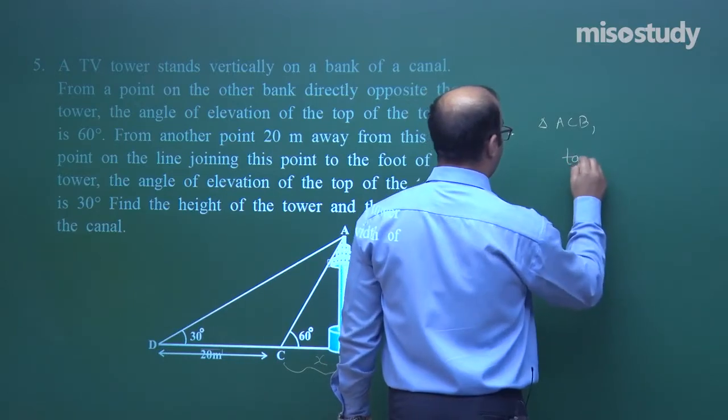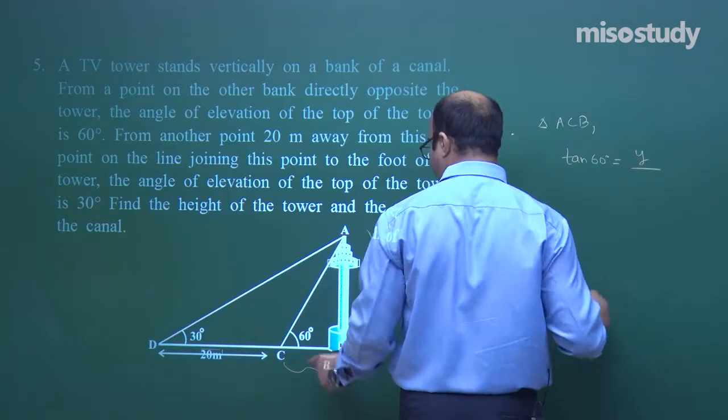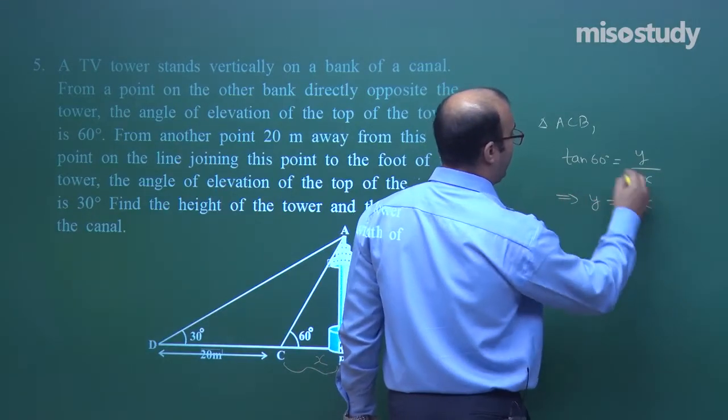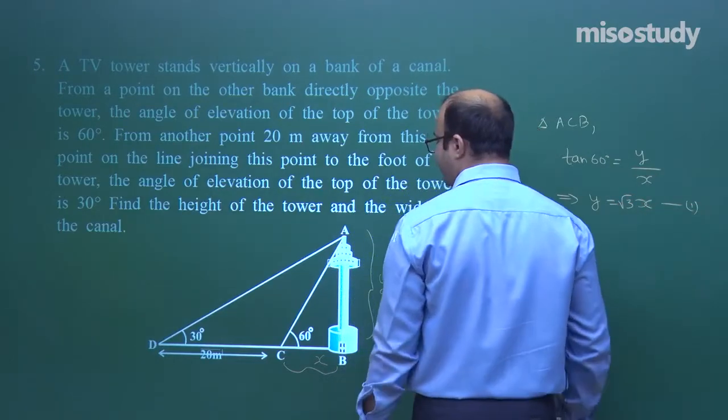So, tan 60 degree is equal to perpendicular y by base x, which implies y is equal to x into tan 60, which is root 3. This is one equation. Let us come to another equation.